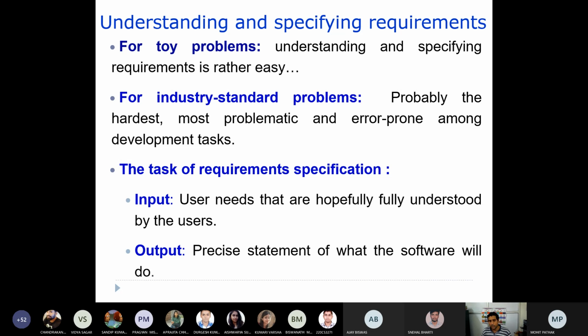You have gathered the requirements, and then you specify the requirements. It will say what the software is going to provide, or what services the software is going to give to the customer. So that's a precise statement. That's the SRS.